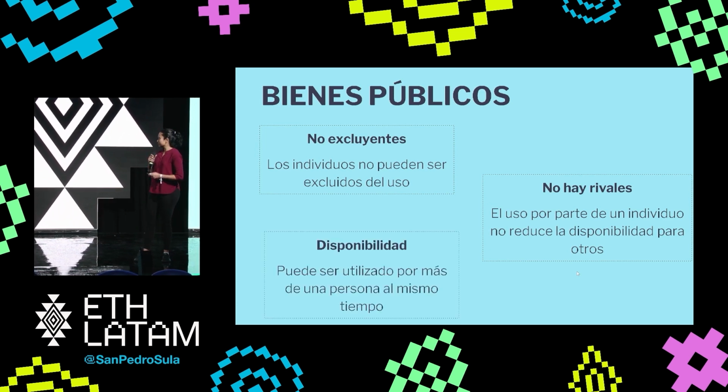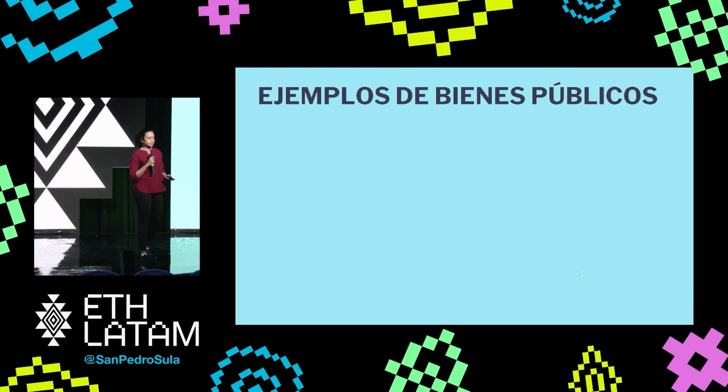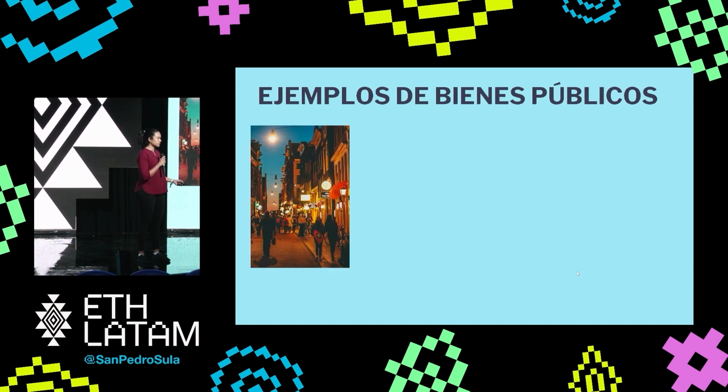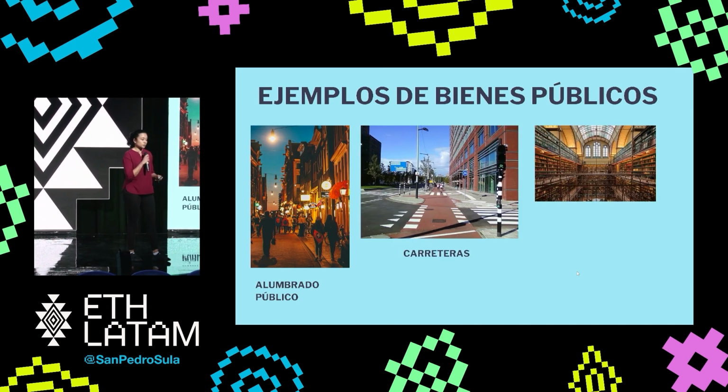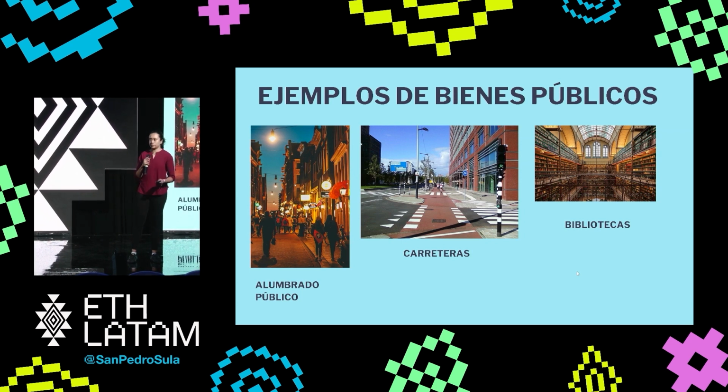And lastly, just because one person is using it at one point in time, it doesn't mean that someone else can't use it. So these are a few characteristics of public goods. And of course, some real world examples are street lights, roads, and public libraries. Everyone and anyone can use these places. You cannot exclude anyone from using them.